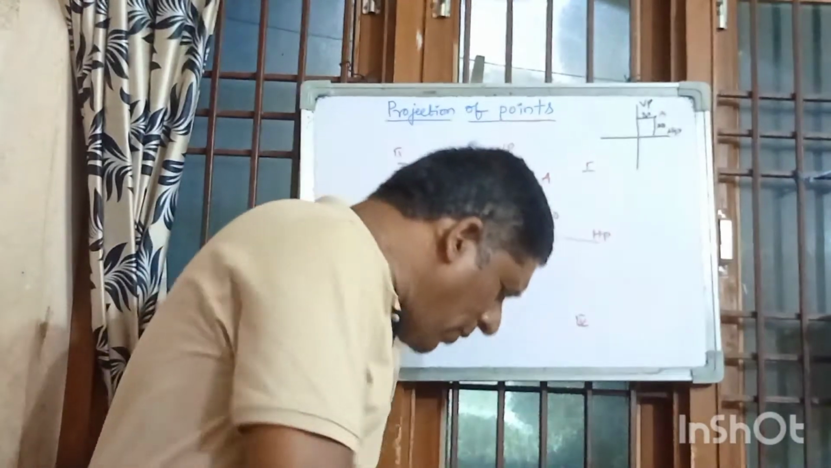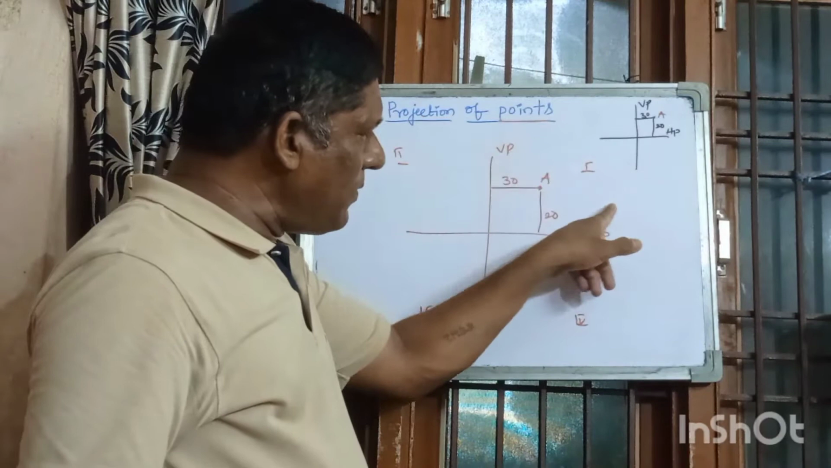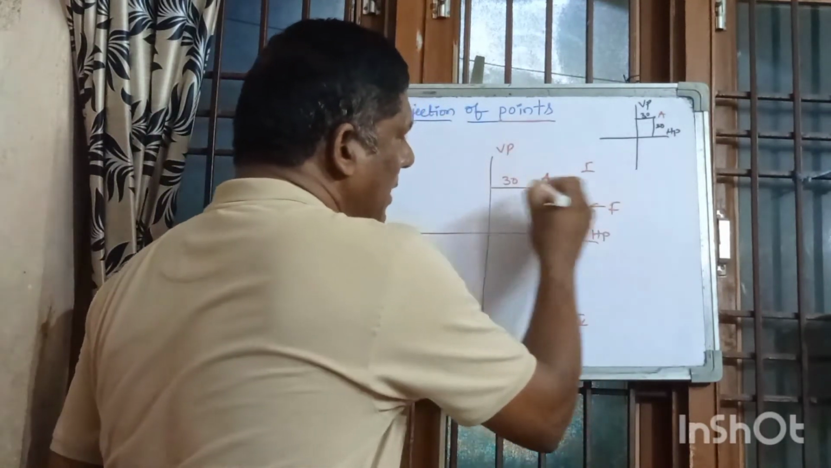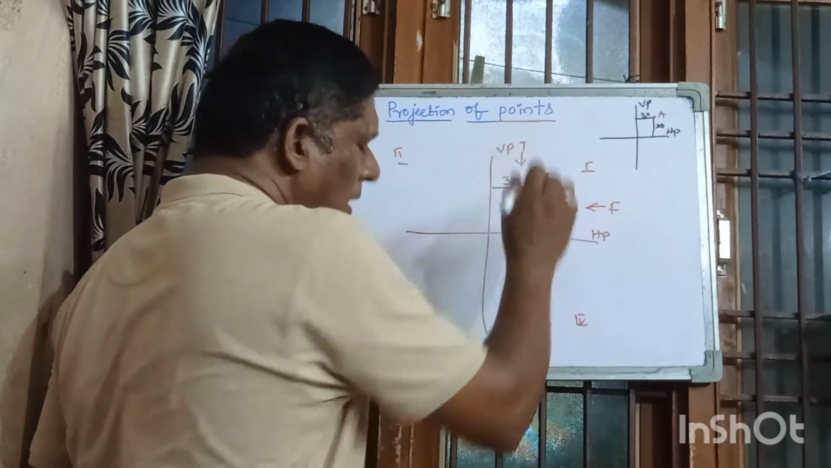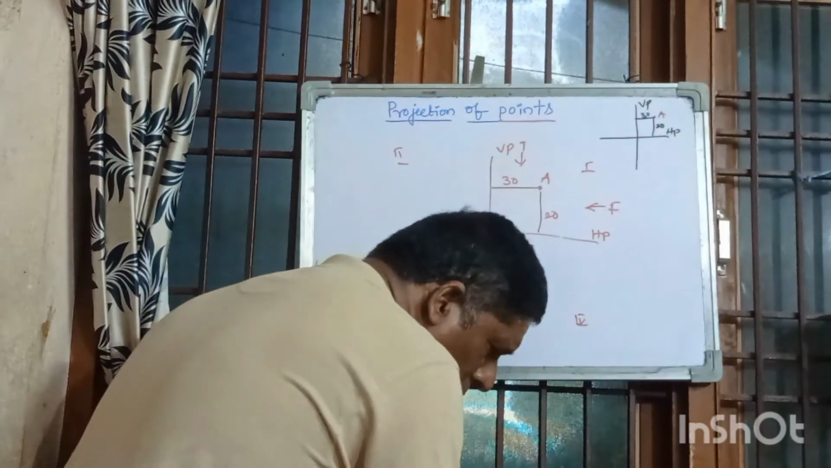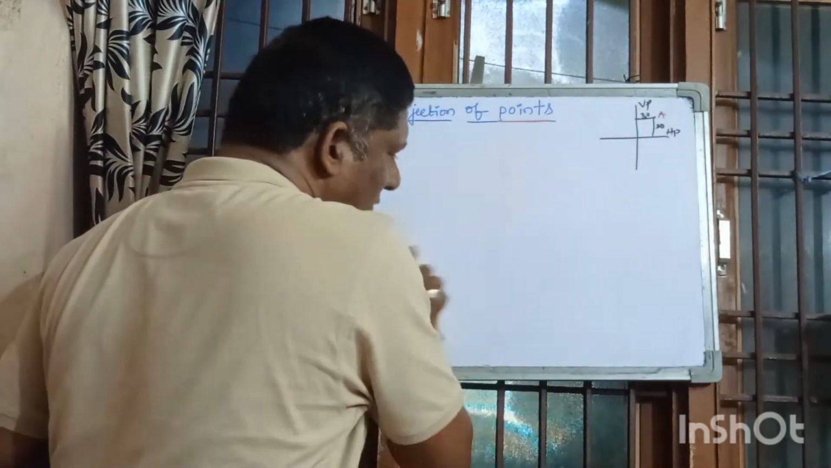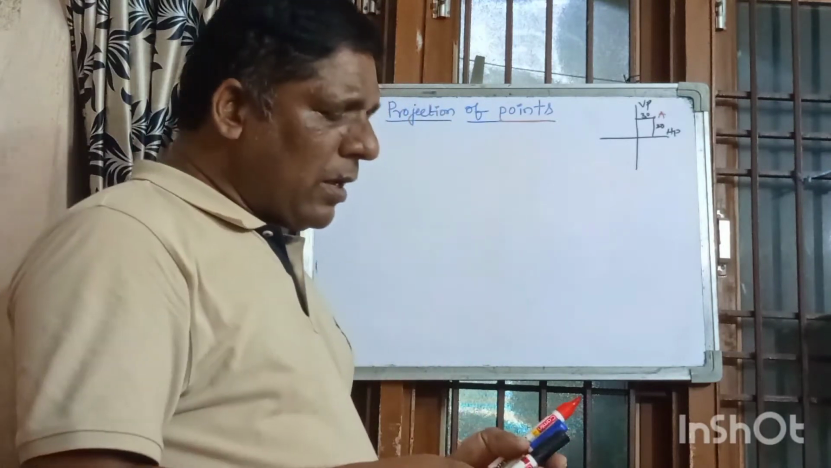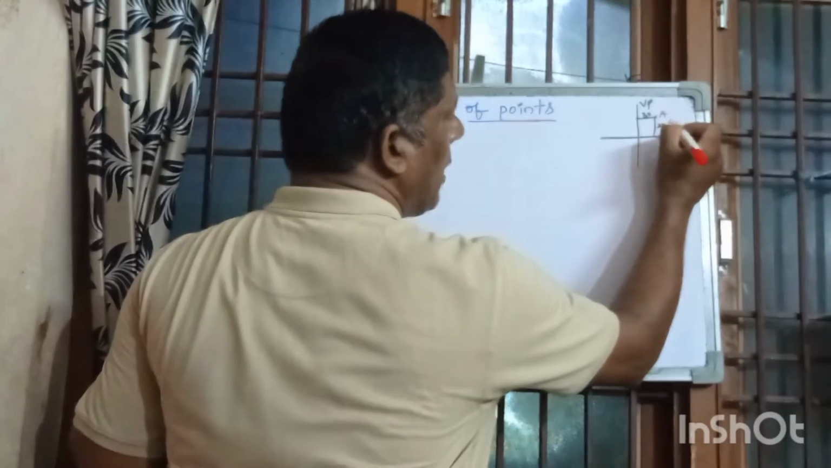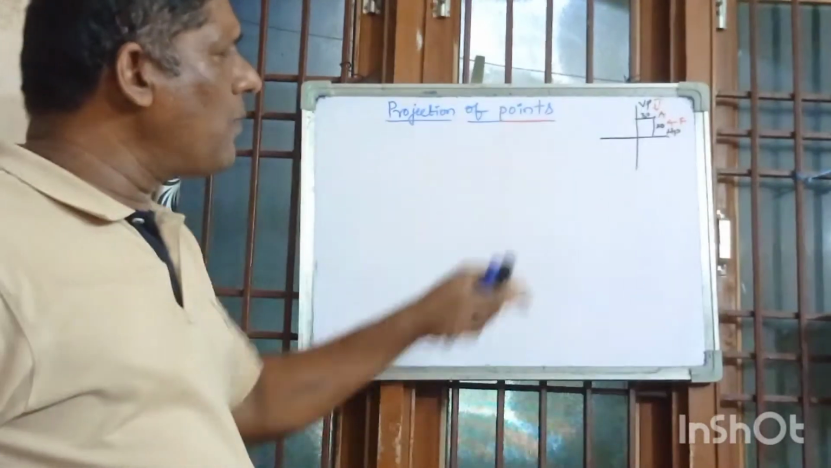So this 30 mm gap is visible from the top view. The gap above the horizontal plane is visible from the front view, and this gap is visible from the top view. We already know all these basics, so I am not going to repeat them; they are in the previous video. But how to solve the questions, that we will see now. This is the front view and this is the top view.